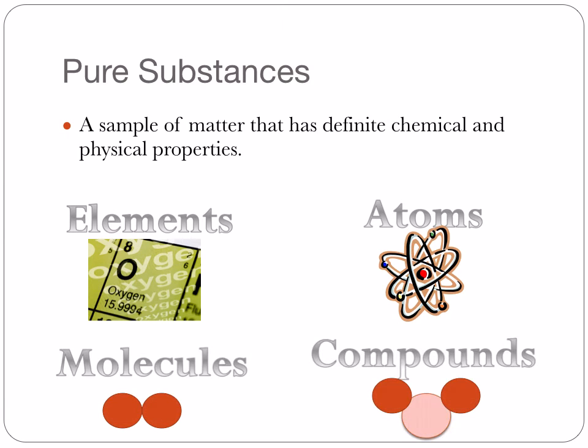A pure substance is a sample of matter that has definite chemical and physical properties. So we know something about it. We know what it acts like, what it looks like, how it behaves. And some examples of pure substances are elements and compounds. Atoms are what make up elements. So if you divide gold into 1,000,000 pieces, it'll just be atoms of gold. And molecules make up compounds.